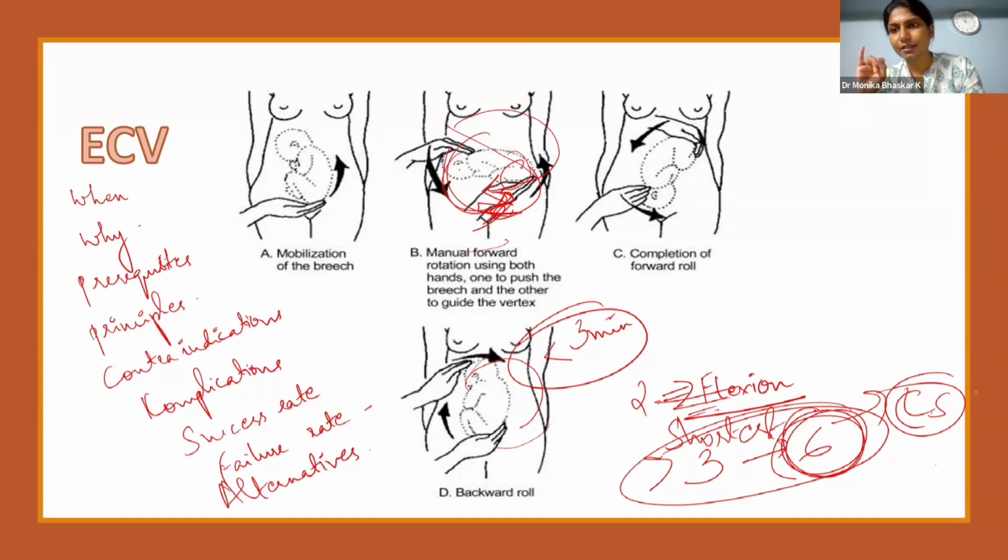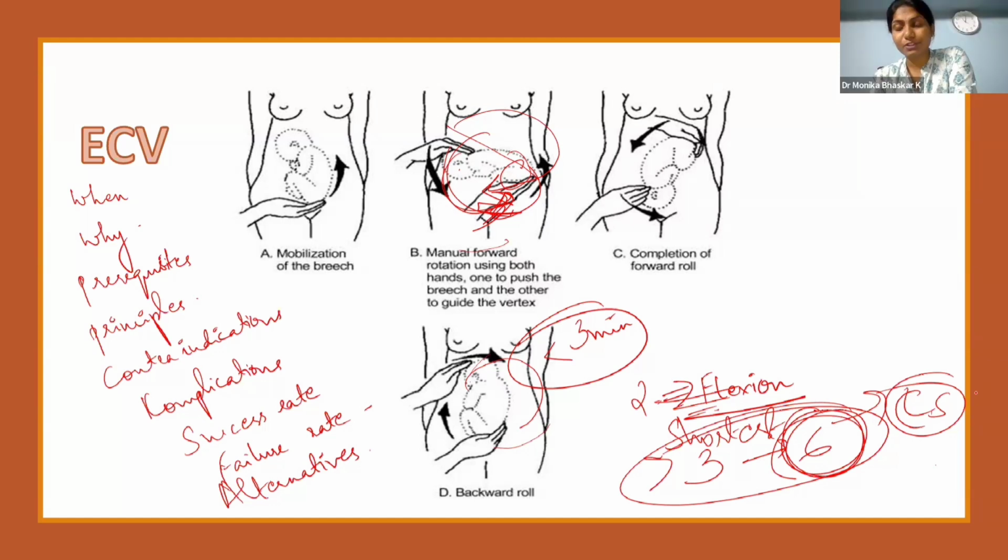Uterus should be relaxed. There should not be any leaking PV, bleeding PV or pain abdomen by the end of the procedure, so that you have ruled out true labor pain, abruption or PROM. And fetal heart status should be checked even at the end of the procedure. So pre and post, do a strip of 20 minutes NST to see that the heart rate is reassuring. So this is about the procedure of ECV.